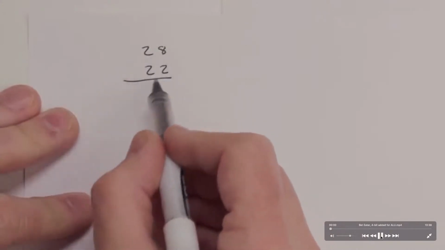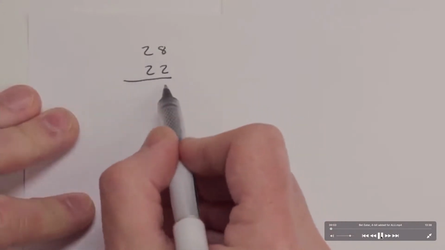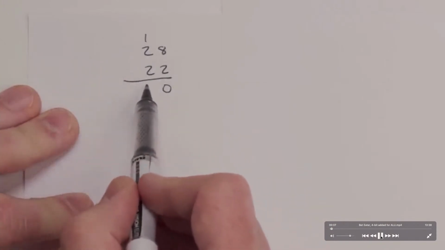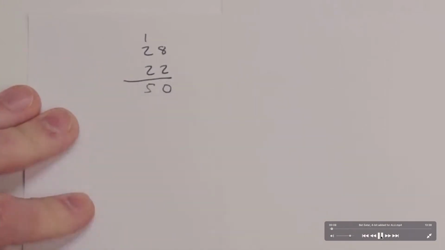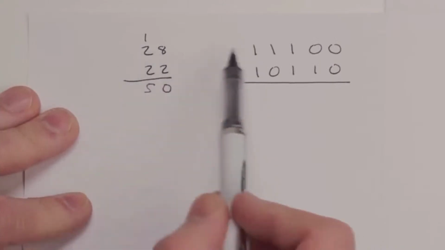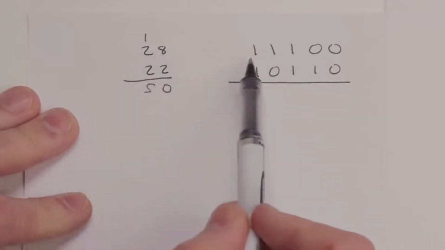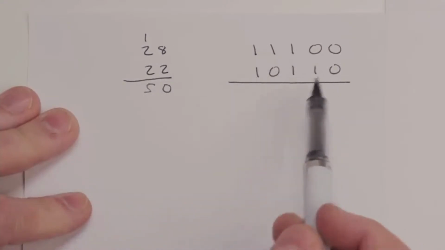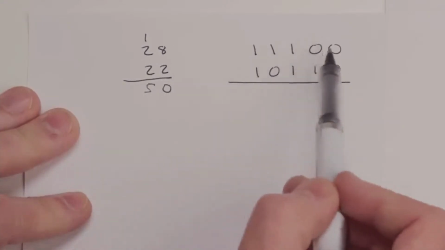So if we want to add 28 plus 22, it's pretty simple. 8 plus 2 is 10, so we put the 0 down here, carry the 1. 1 plus 2 is 5. It's 50. Okay, simple enough. Now if we want to do that with binary, it actually works pretty much the same way. So we line up all of our columns, and so 28 in binary is 11100, 22 is 10110, so we've got that converted. We line up the columns, we just go column by column.